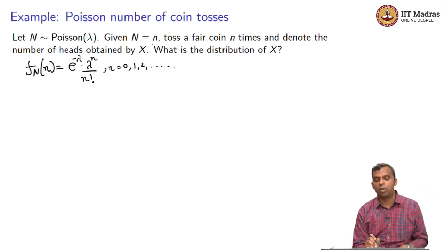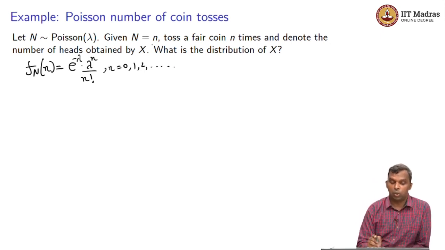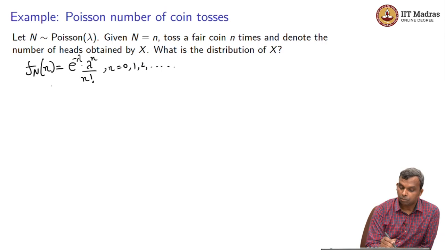Now you denote the number of heads obtained by X, and the question that is asked is: what is the distribution of X? Notice what we can do here. The distribution of N is very easy. What is also easy is X given N equals n.